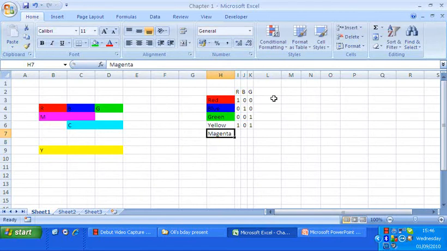Magenta, red and blue, 1 and 0, and cyan, the last one. 0, 1, and 1.